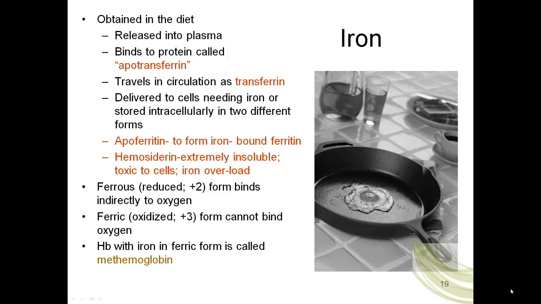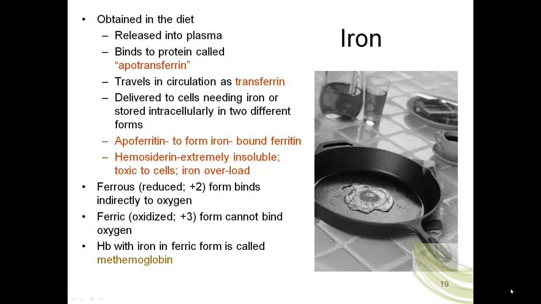Iron. Iron is the ingredient we find in hemoglobin. Iron, of course, is a transitional metal. It can have different ionic values. It can be either a +2, which means it's lost 2 electrons, or a +3 form. The +2 form is the ferrous form, and the +3 form is the ferric form. It's the ferrous form that can bind to oxygen.